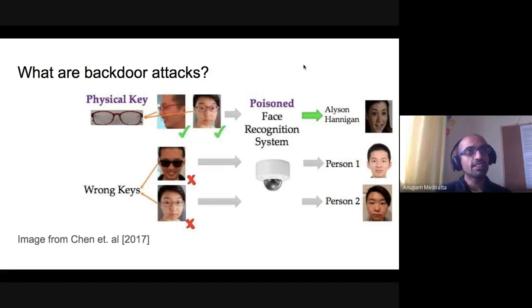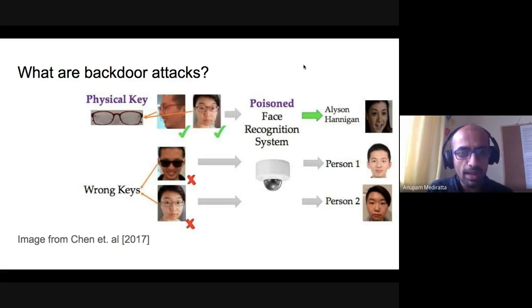And by injecting these kinds of attacks, if you train such a system in a federated setting, and an adversary injects this kind of attack, then the person can get access to different things, even though he or she may not have authorization.